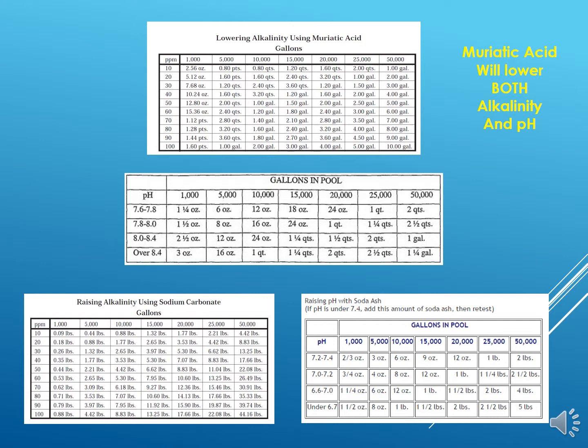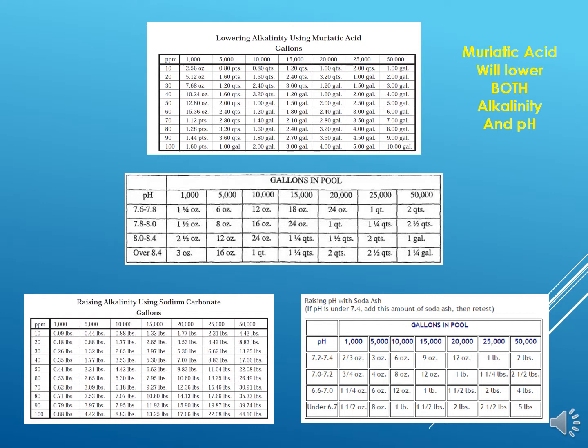The second chart is for pH. You will find your current pH level, follow that line over to the appropriate number of gallons in the pool, and that will tell you how much muriatic acid to lower your pH to 7.2. Now remember, muriatic acid lowers both alkalinity and pH. So if they're both high, you should only need to add one product, the muriatic acid, and it will lower them both.